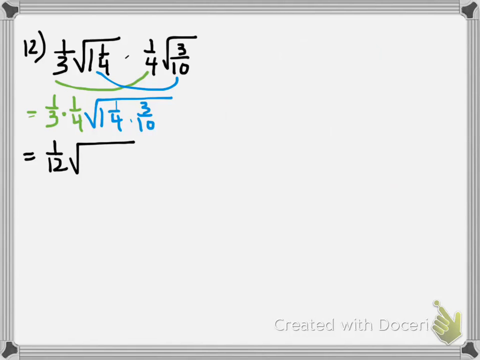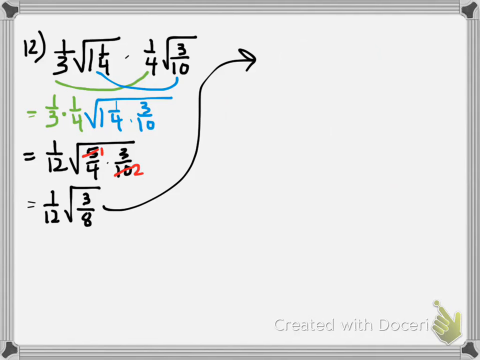So inside, I'm going to change 1 1/4 to 5/4, and then try to multiply it by 3/10. If you notice, 5 and 10 have a 5 in common, so I simplify by reducing by that value of 5. And I get 1/12 times radical 3/8. But we have a problem. The 1/12 is cool. There's no issues with him whatsoever. It's the radical 3/8.